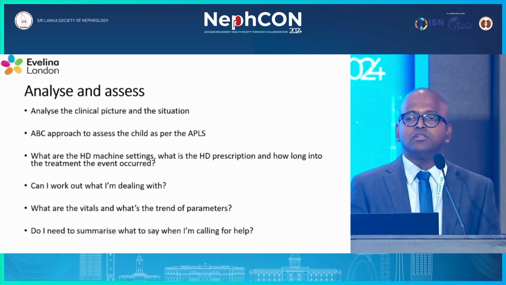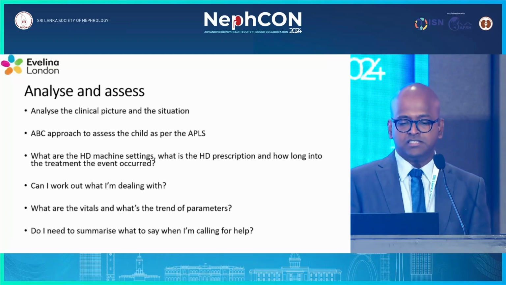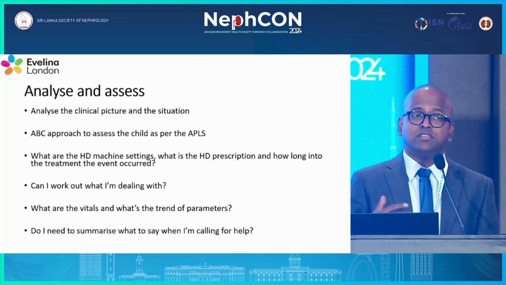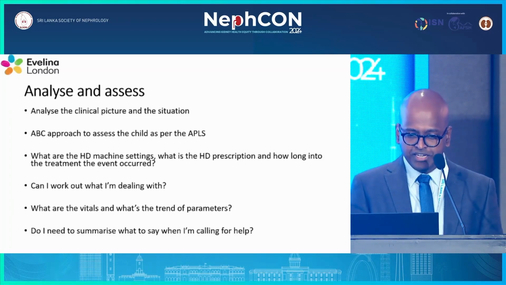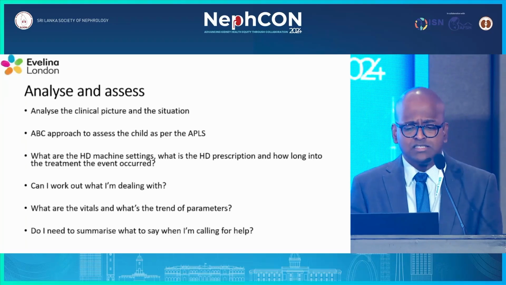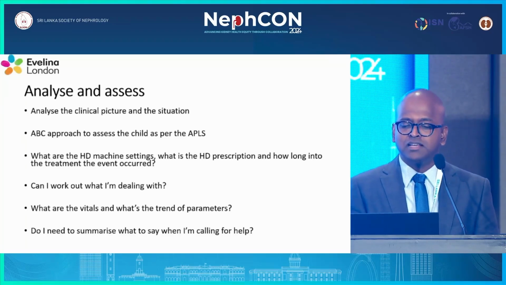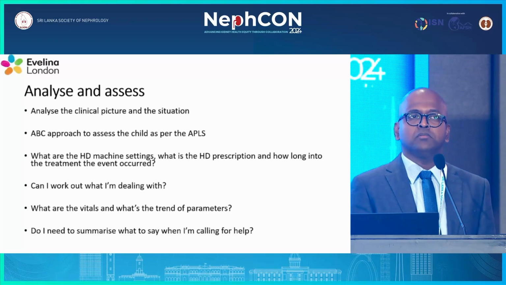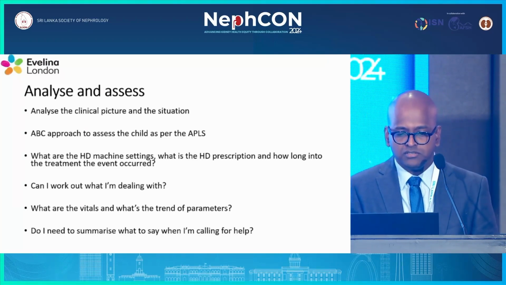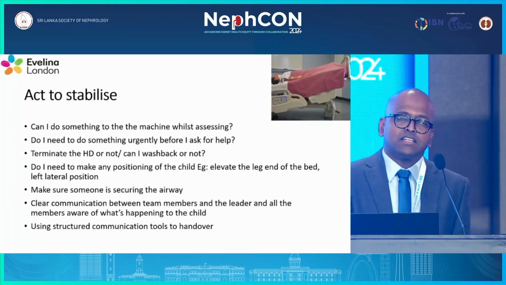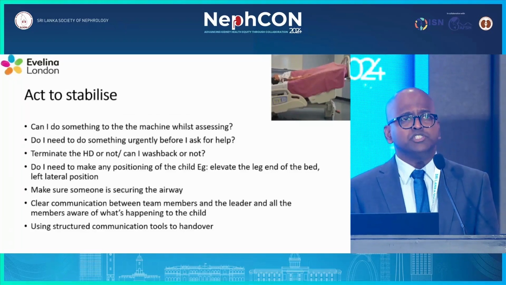Always, we need to think in fractions of seconds at a spinal level. That's why all this simulated environment, with frequent teaching and training, is really needed. What are the vitals and what's the trend of parameters? Do I need to summarize what to say when I'm calling for help? That's where structured communication tools come in, which I'm going to talk about in a minute. And act to stabilize. Can I do something to the machine whilst assessing?